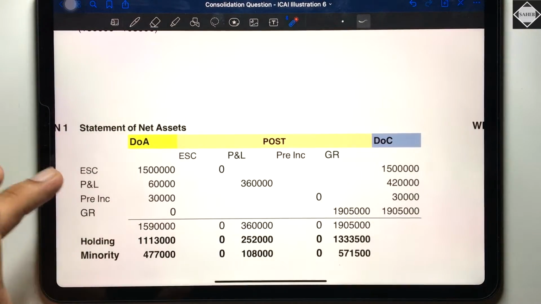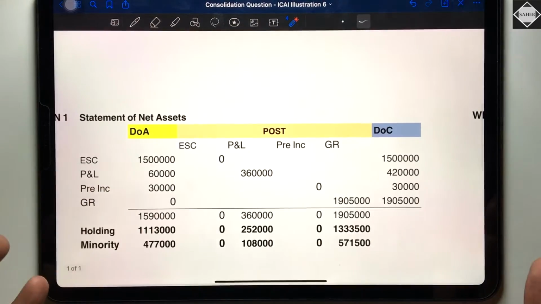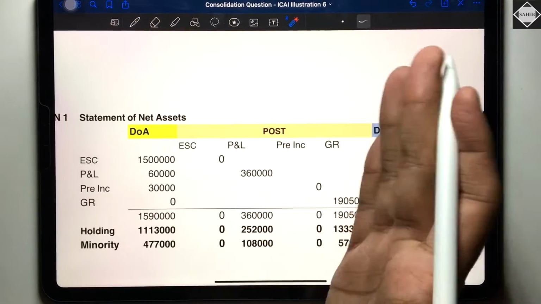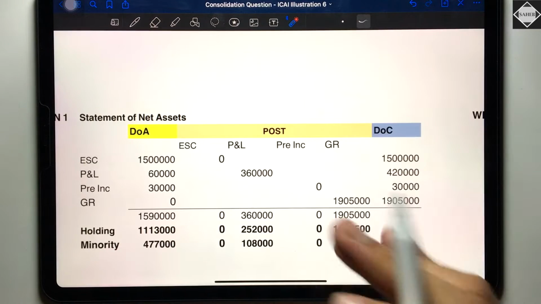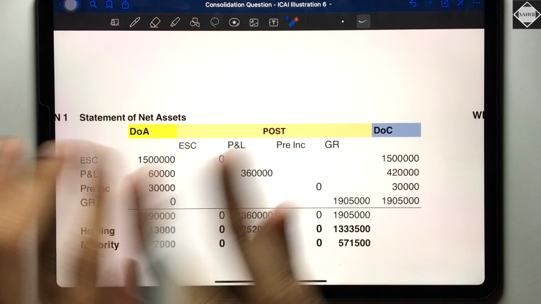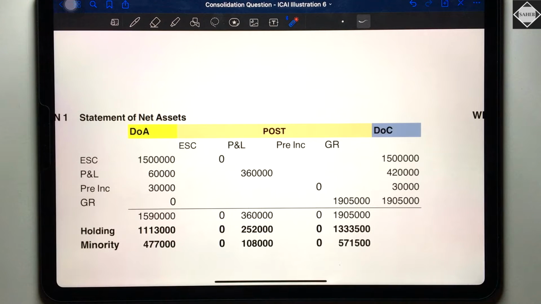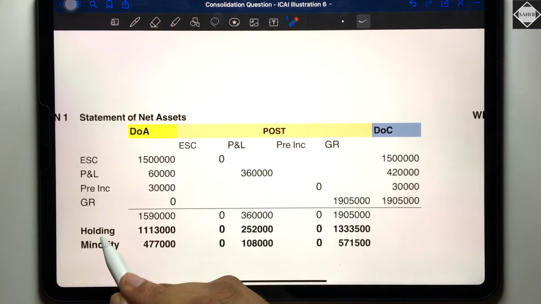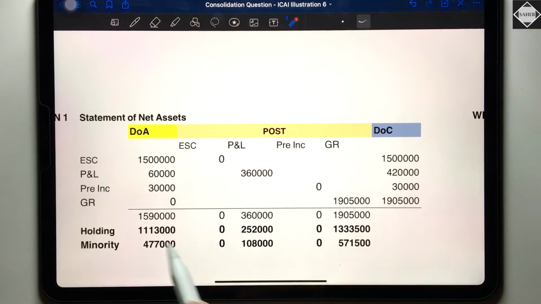So that's also very simple, right? There is no time adjustment over here. Whatever is there in the post column, that is post. You don't have to deduct something and add over here because it's not required. Date of acquisition is equal to the opening date. Now just take the holding percentage, that is 70% of each and everything.